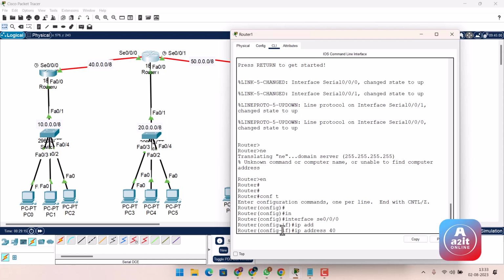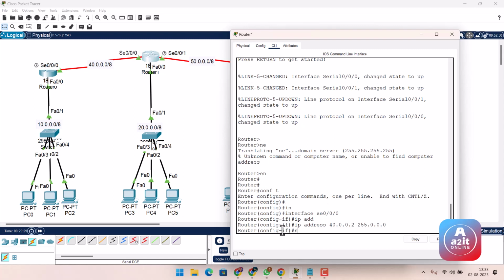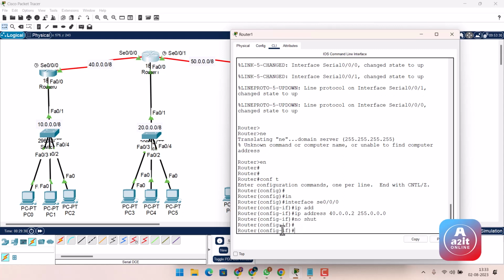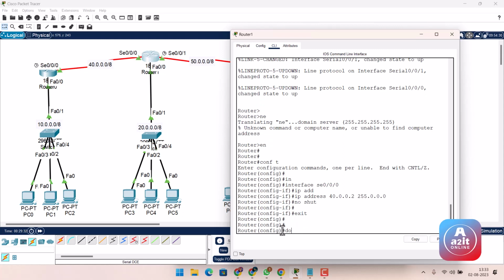Okay. So in my router 1 I have used 40.0.0.1, and in my router 2 I need to use the same network but a different IP address. So here I'm going to use 40.0.0.2 with the same subnet mask. No shutdown and exit. And one more thing that I'm going to do is save all the commands in Notepad. Later on I will share all the commands in the description of this video.